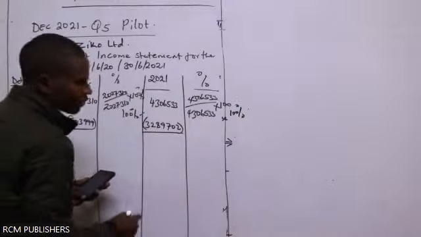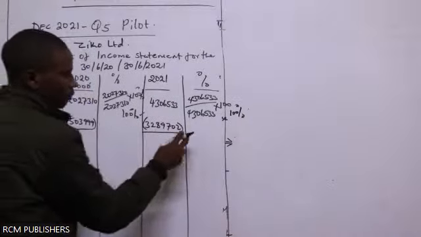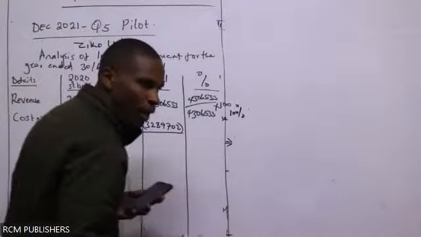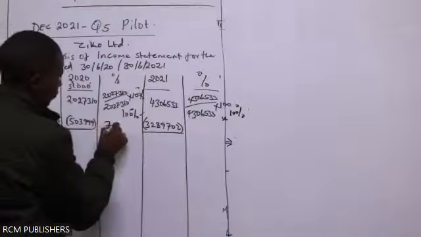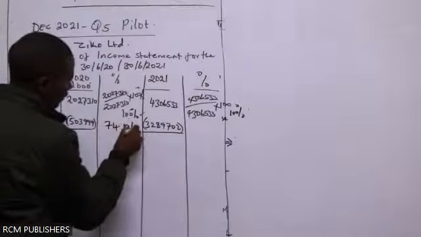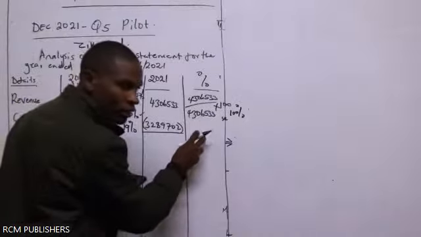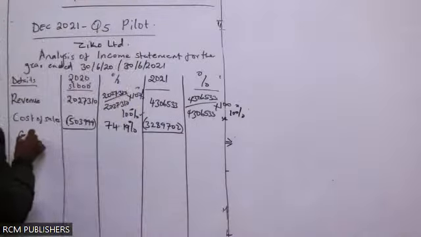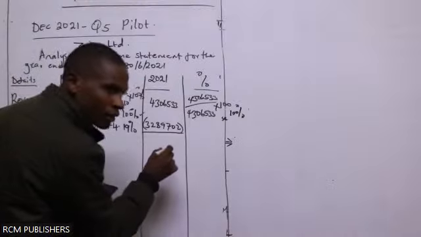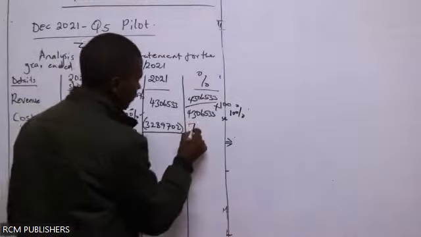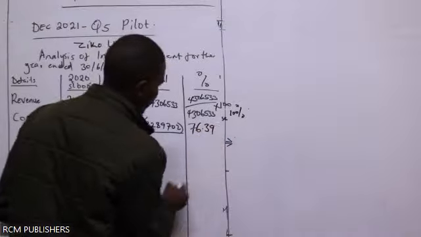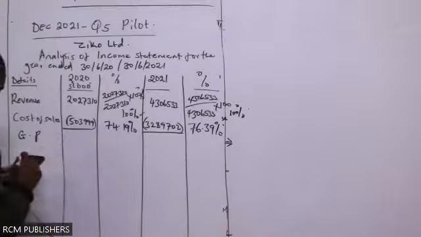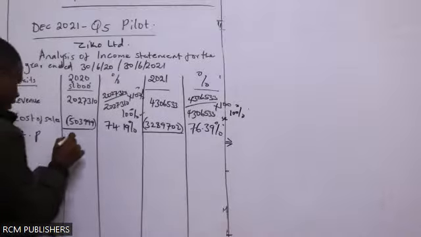Tumepata ngapi? Tumepata percentage gapi hapa? Taka 74.19, thank you. 74.19%. What about this one? Good to gross profit. Ingine 76.39. I like this percentage. We move to gross profit. Gross profit is 523,311.